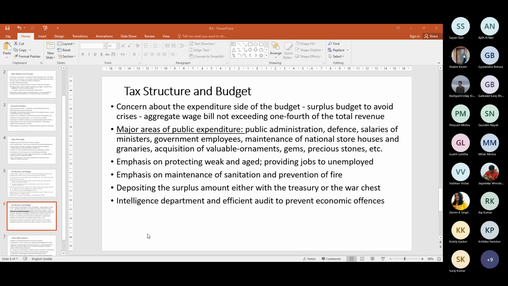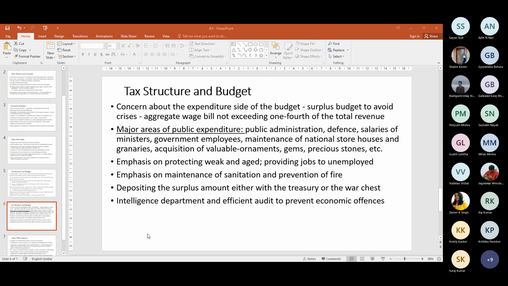Is it clear? Yes, sir. Yes, sir. Quite clear. Yeah, I'm not saying that it is entirely a replication. I'm basically saying the common points between Arthashastra and, say, today's tax structure.